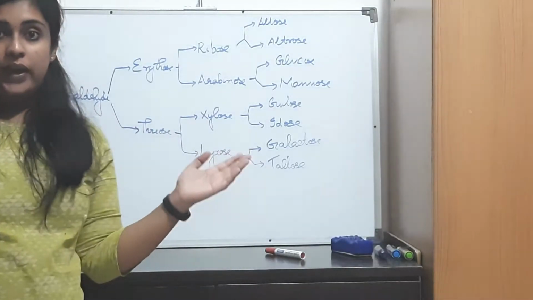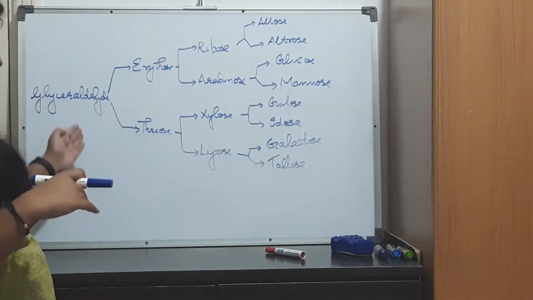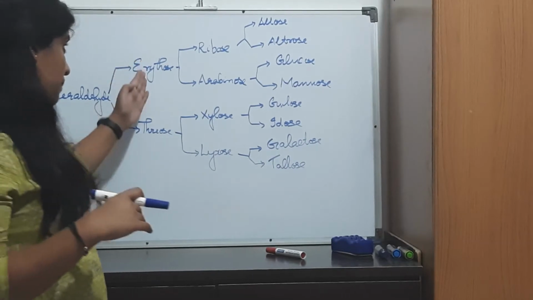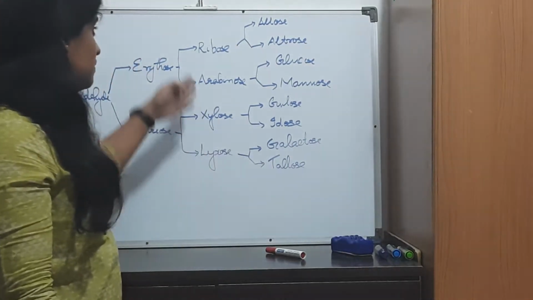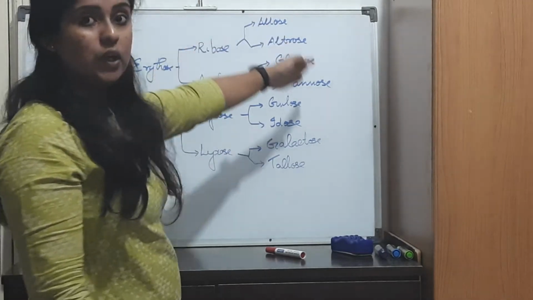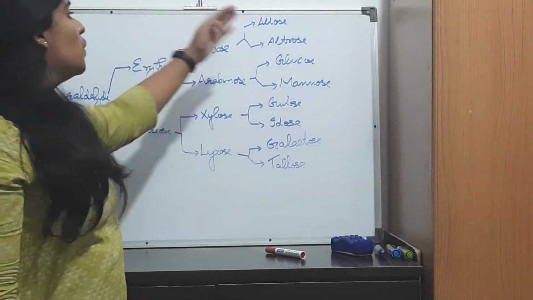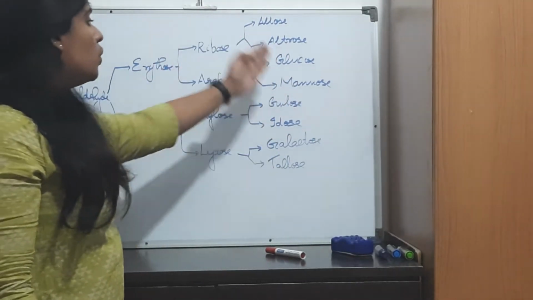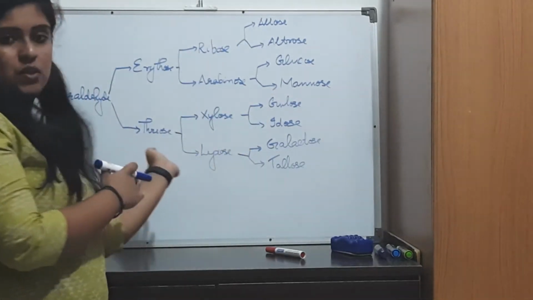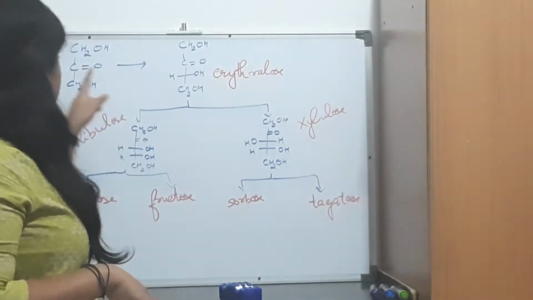Okay, so in a gist we can say that we started with the aldotriose glyceraldehyde, went to aldotetroses, erythrose and threose. From there we went to aldopentoses, which are ribose, arabinose, xylose and lyxose, and from there we went to the aldohexoses, which are allose, altrose from ribose, glucose, mannose from arabinose, gulose, idose from xylose, and galactose, talose from lyxose.